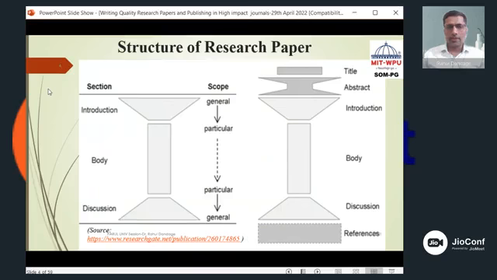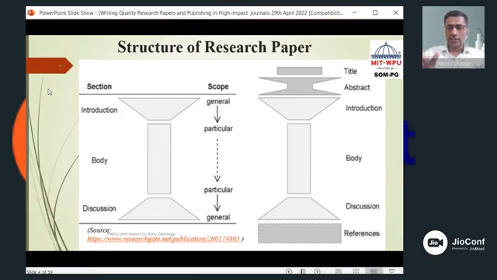So this is a beautiful diagram which gives more clarity on the structure of a research paper, the various elements of a research paper, and the amount of information that will be incorporated into every element. You must be seeing the diagram in front of your screen. On the right hand side, there are different elements right from the title to the references.